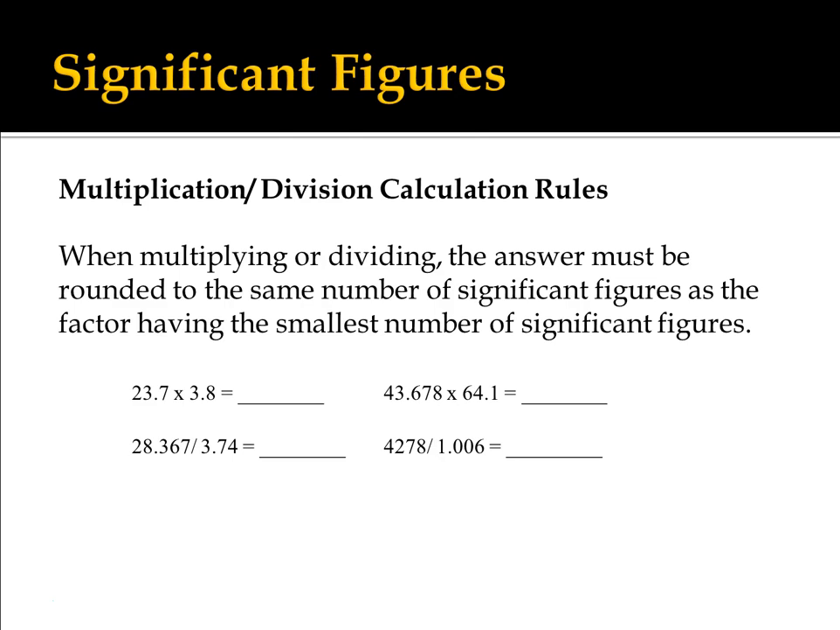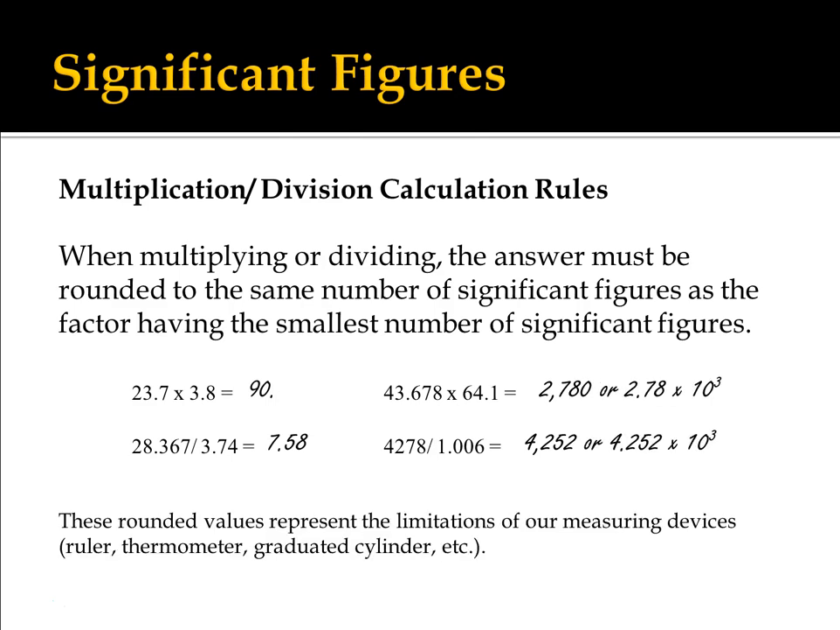When multiplying or dividing significant figures, the answer must be rounded to the same number of significant figures as the factor having the smallest number of significant figures. So 23.7 times 3.8, well, you see that 23.7 has 3 significant figures, 3.8 just has 2. So here again, the 90.06 is a raw number. What I'm ultimately going to have to do, as are the rest of these, is round these so that they reflect the correct amount of significant figures.